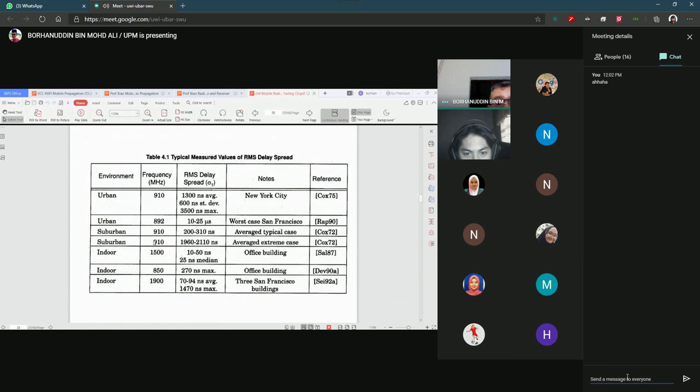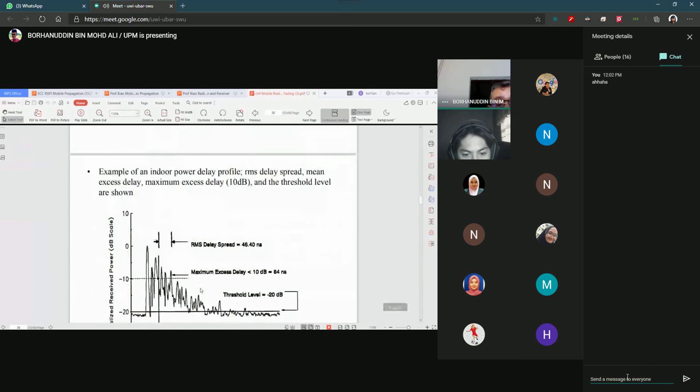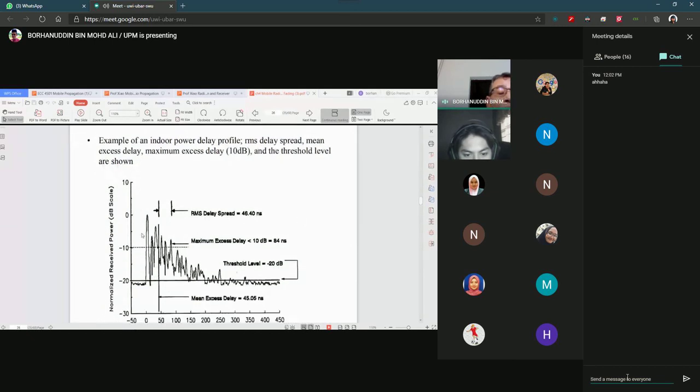I guess this is this. Oh, okay. This is measured RMS delay spread for the different locations. Delay spread sigma. These are the numbers at different places. These are the references. This is an illustration example of an indoor power delay profile.